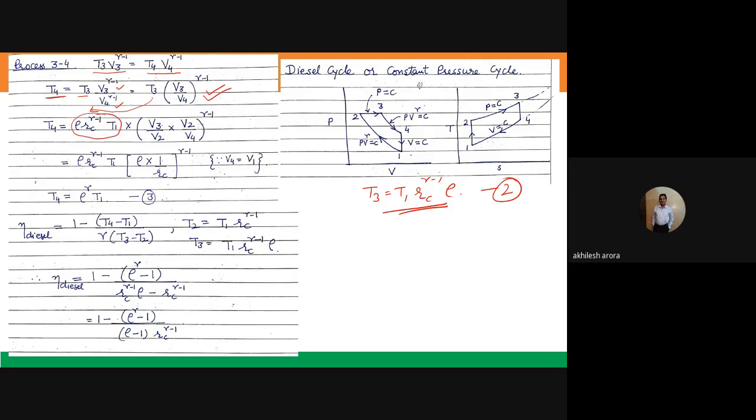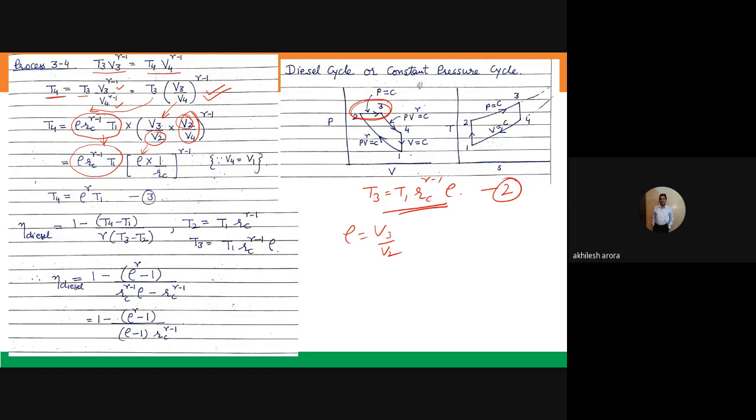And then what I have done here, in this expression I have multiplied by V2 and also divided by V2. You can see it here. And then if you see it carefully, I get the same part which was written earlier. Now V3 by V2 for this particular process, you know, is rho, which is the cutoff ratio. So I have written this value as rho, and then V2 by V4. Let us see what V2 by V4 actually is.